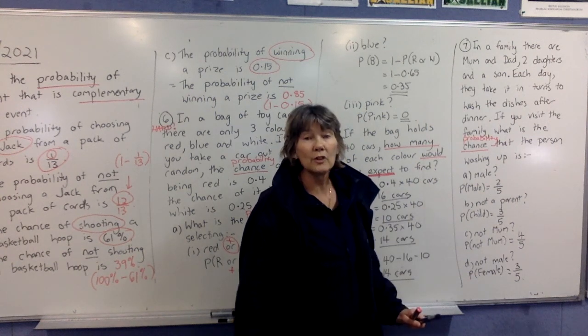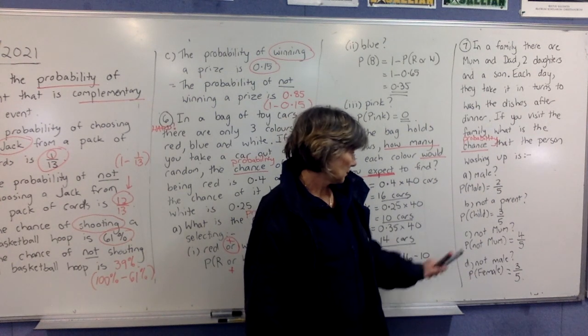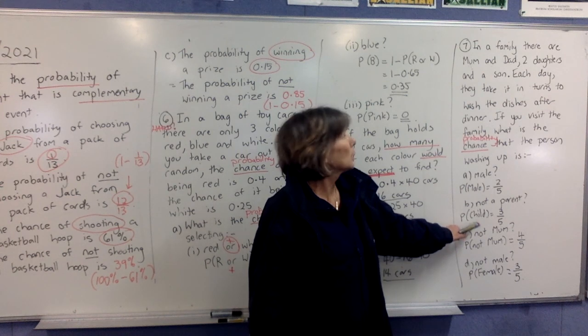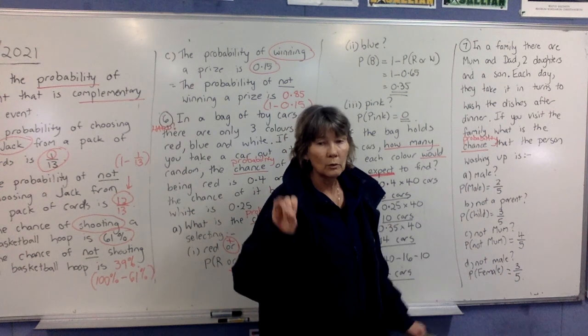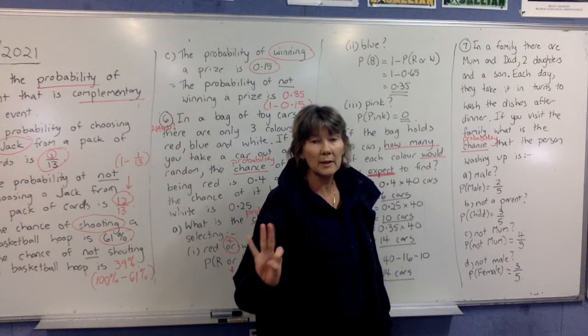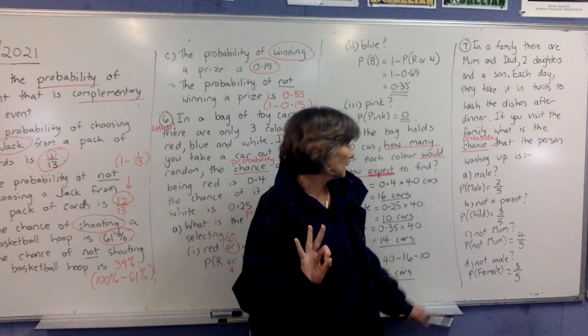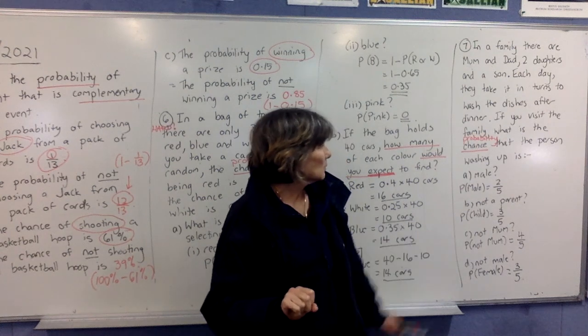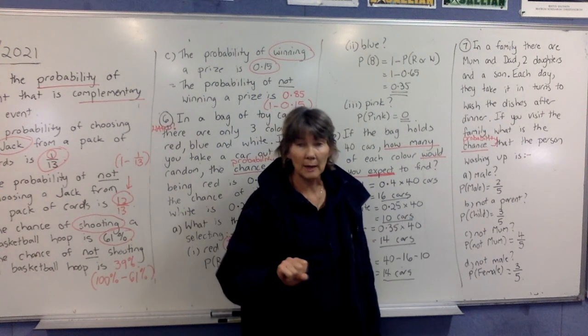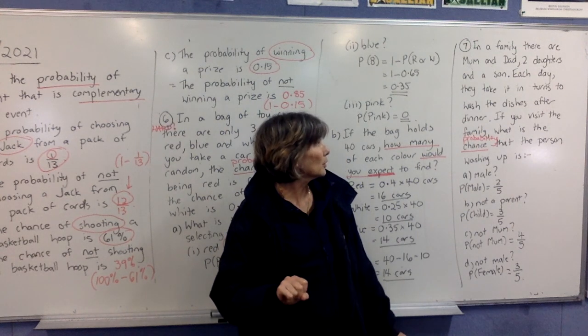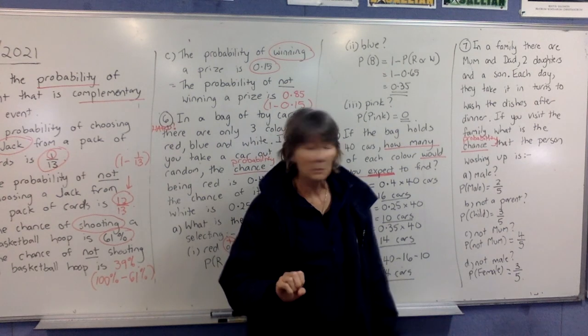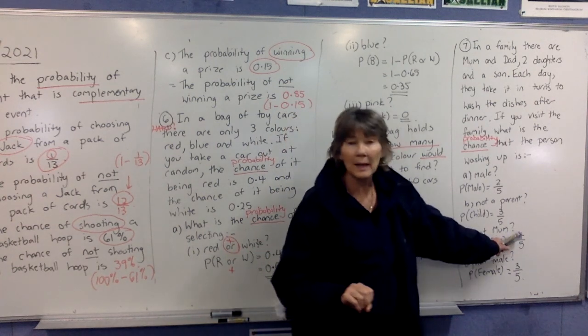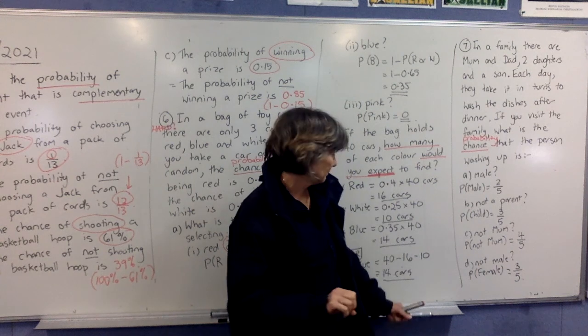What's the chance that we have not a parent doing it? That means it's a child. So we have 2 daughters and a son. There's 3 children in this family. So we've got 3 out of the 5 people. C, what's the chance that it's not mum washing up? Well, the only people that are not mum are everybody except mum. So there's 4 people in the family out of 5 that are not mum.